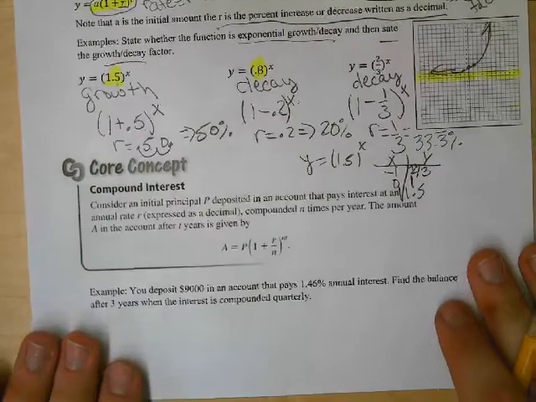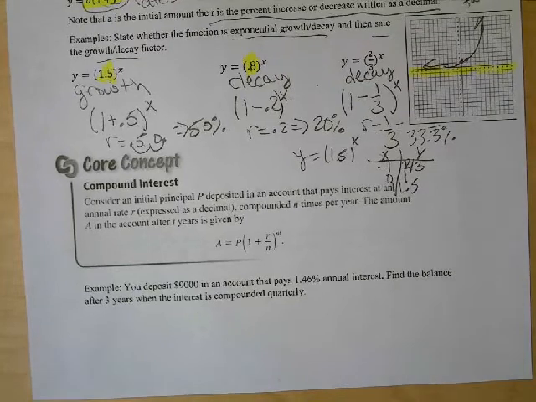Okay, so real life application of this. We get to compound interest. Compound interest deals a lot with banking. It deals a lot with loans, mortgages, car insurance, student loans. These are all compound interest type things. Every once in a while you get continuous interest, which we'll talk about in a minute.